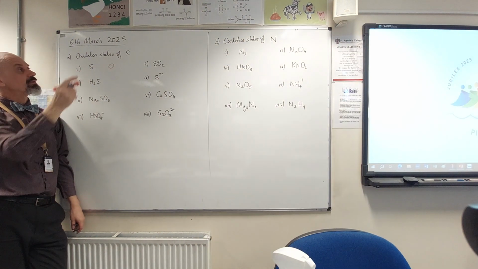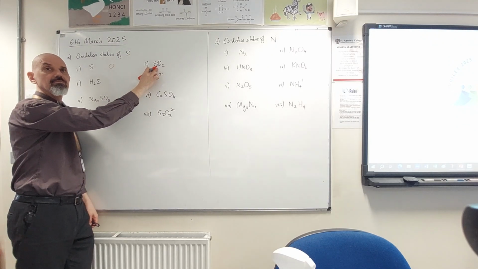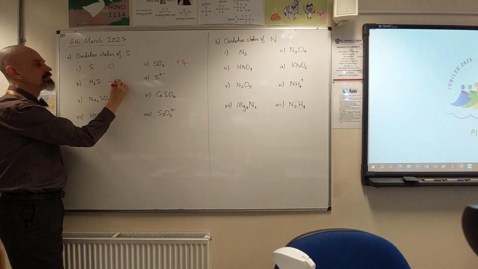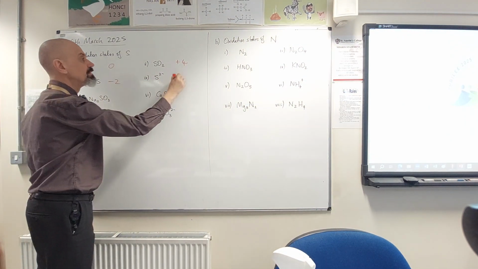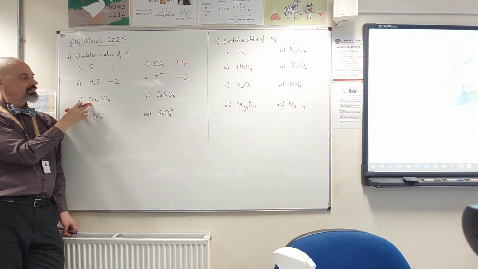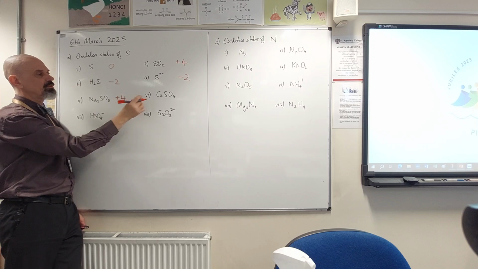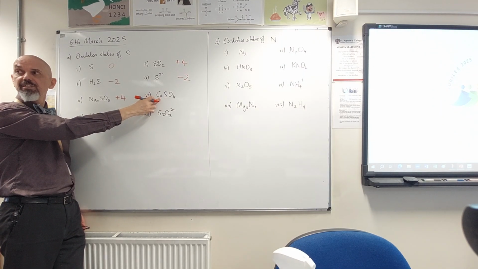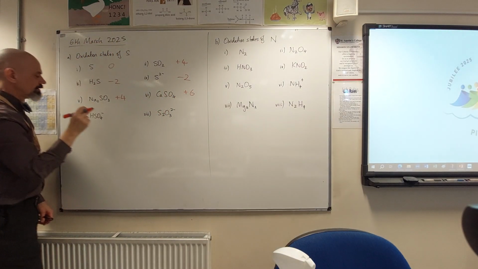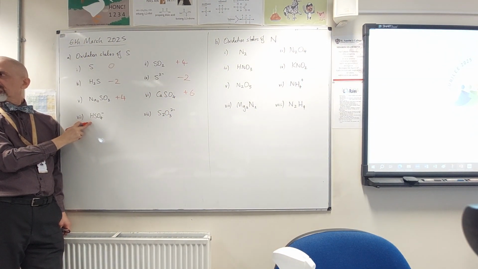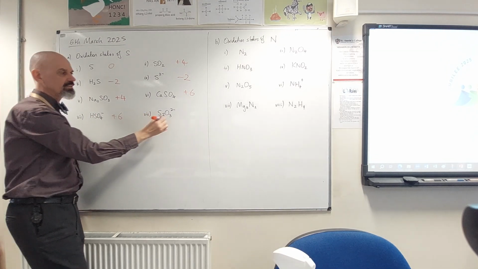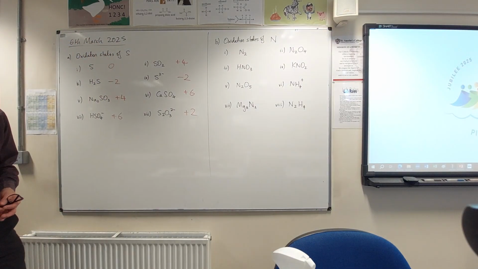Because it's an element. Yeah. SO2, +4. H2S, S -2. Na2SO3. John, we're up to you. +4. Calcium sulfate, Regan. Calcium sulfate is at +6. HSO4-, Timmy. +6. +2. We did come across that one, didn't we, in our working.